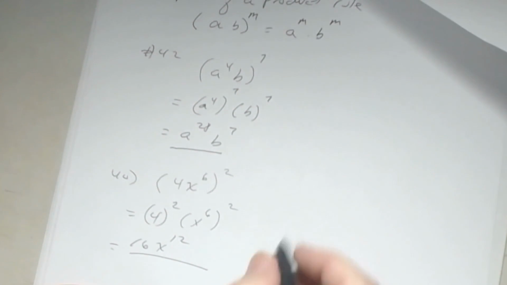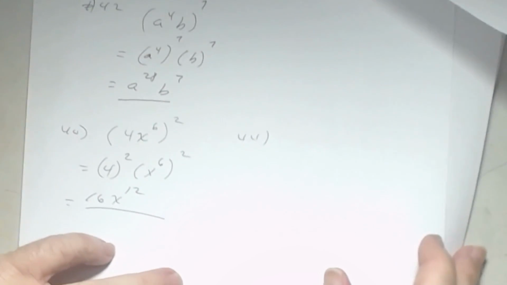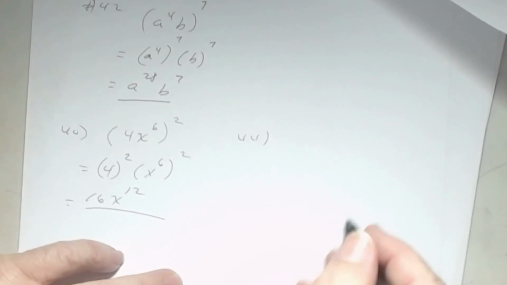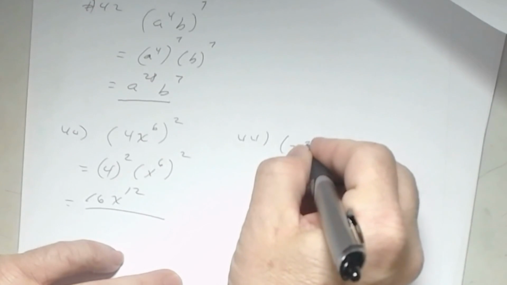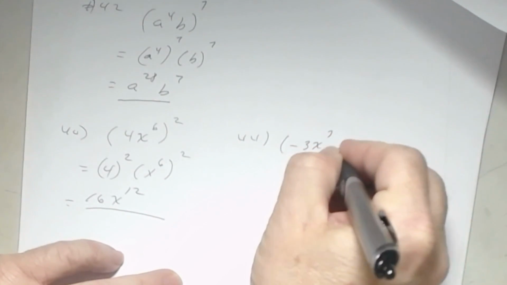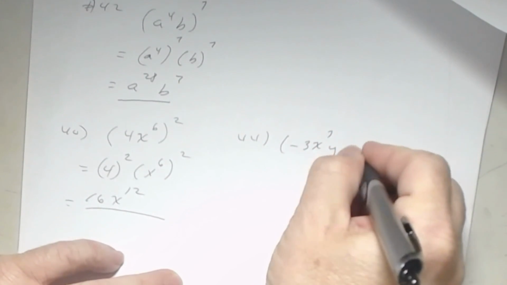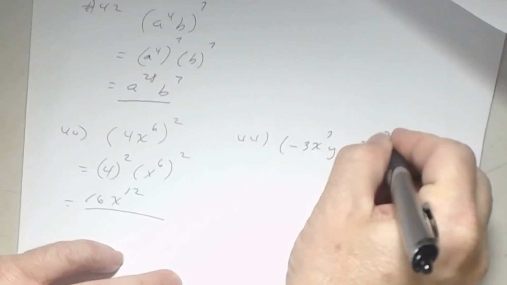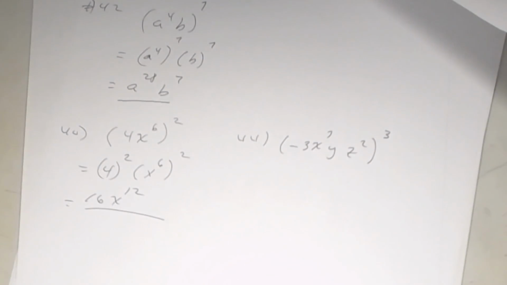Let's look at 44. All right, so 44, you have negative 3 x to the 7th y z squared, all raised to the 3rd power. Now, many of you don't have to put in that second step. Many of you can go from this to the answer.